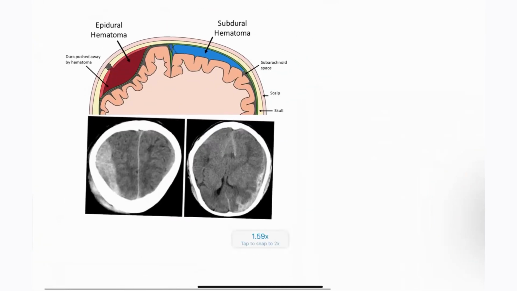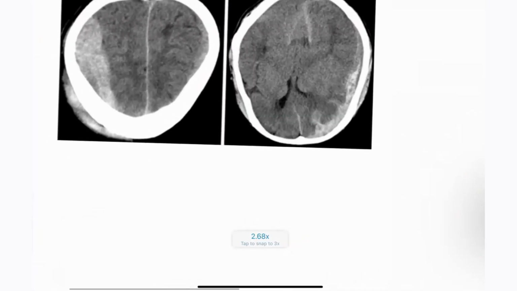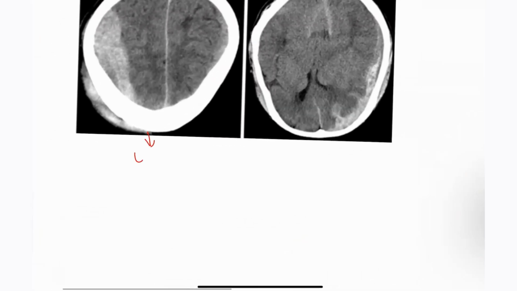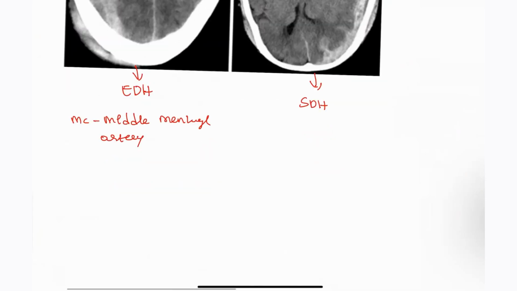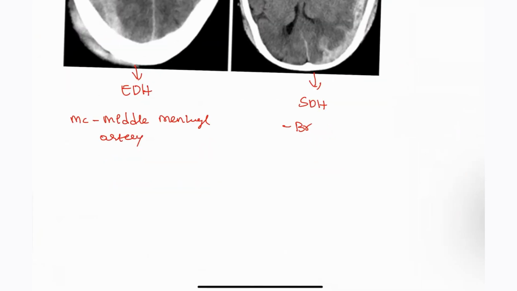Next, moving on to another important topic, guys. That is known as subdural hematoma and epidural hematoma. Now in the subdural and epidural, the first thing that you have to remember, epidural hematoma is most commonly due to the middle meningeal artery. Okay, middle meningeal artery. Next, SDH. SDH is due to bridging veins. And the patients with EDH will have a lucid interval. Okay, lucid interval. And here no lucid interval is seen.